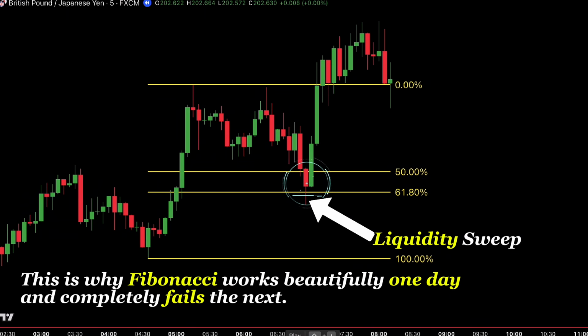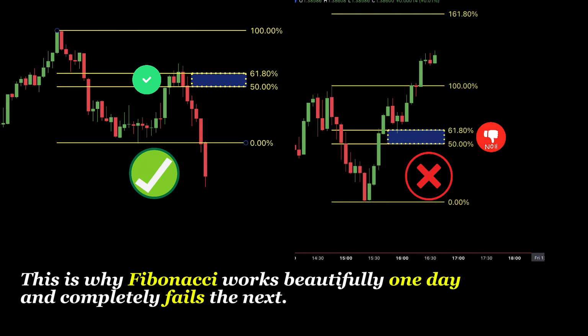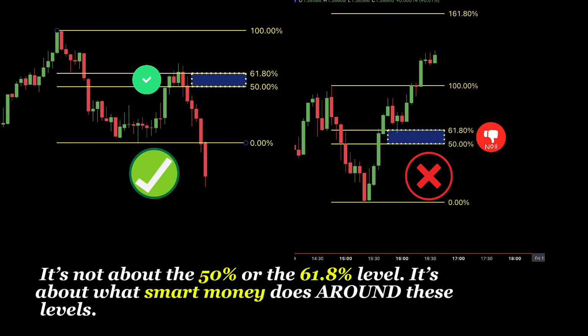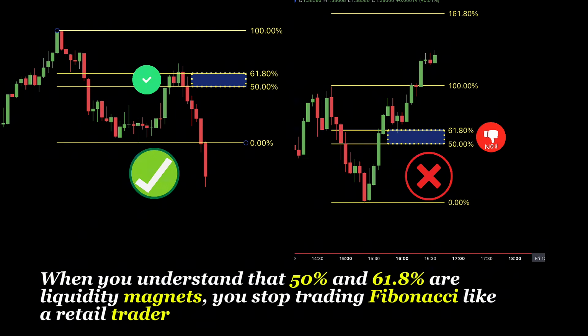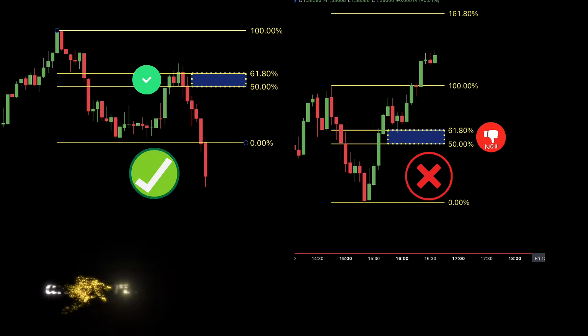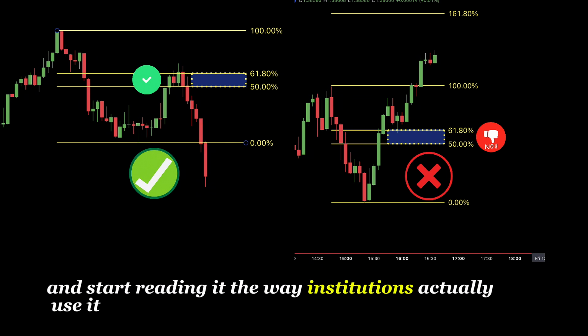This is why Fibonacci works beautifully one day and completely fails the next. It's not about the 50% or the 61.8% level, it's about what smart money does around these levels. When you understand that 50% and 61.8% are liquidity magnets, you stop trading Fibonacci like a retail trader and start reading it the way institutions actually use it.